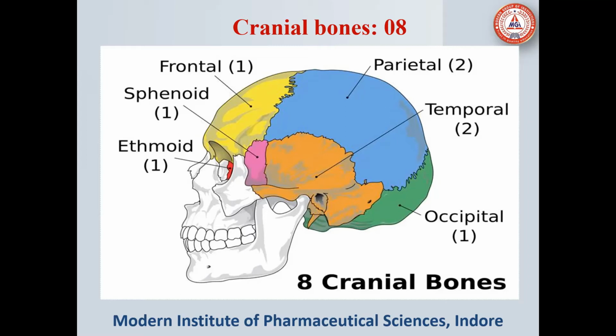The second bone is the parietal bone. This bone forms the side and roof of the skull. The parietal bones articulate with each other at the sagittal suture, with the frontal bone at the coronal suture, with the occipital bone at the lambdoidal suture, and with the temporal bone at the squamous suture. The inner surface is concave and is grooved to accommodate the brain and blood vessels.